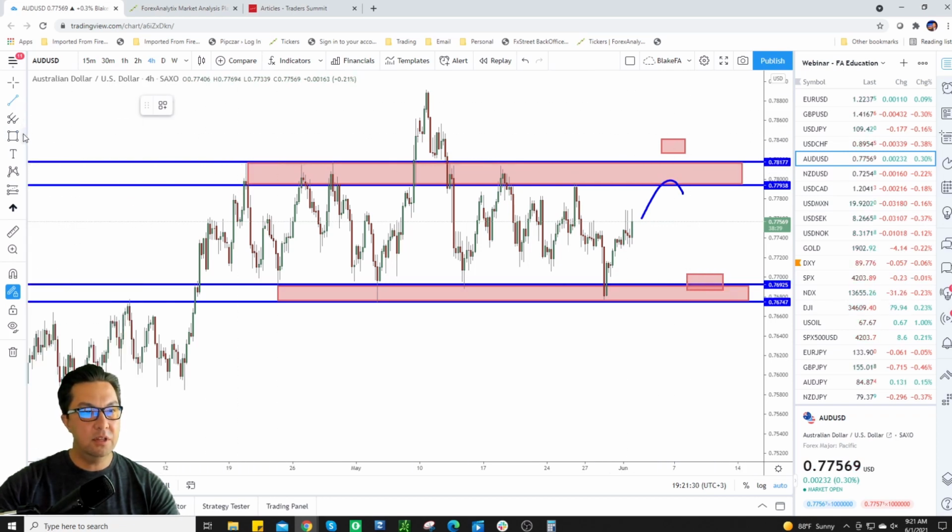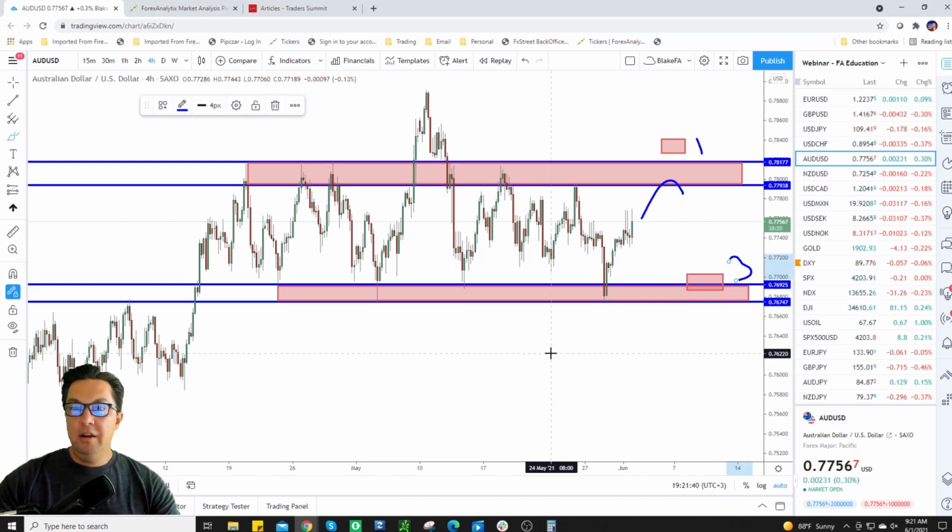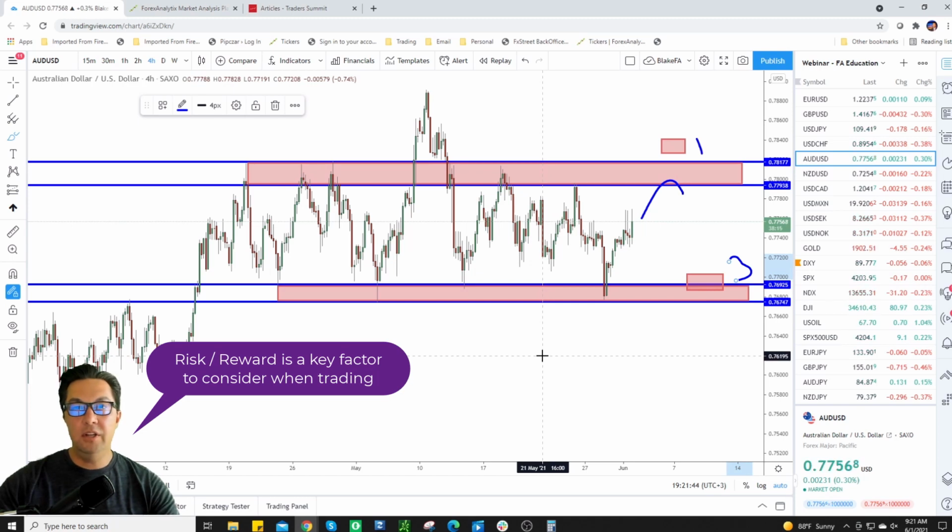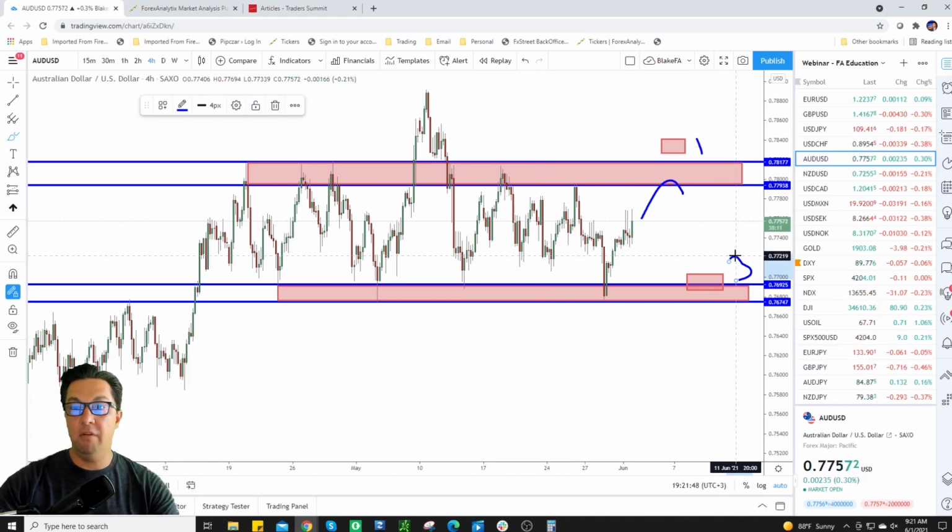So if I'm willing to risk $1, I might be looking to make 3. And you know what? When I trade, taking a risk reward like that, I'll do it all day long. I'll be willing to risk $1 to make 3 every time.